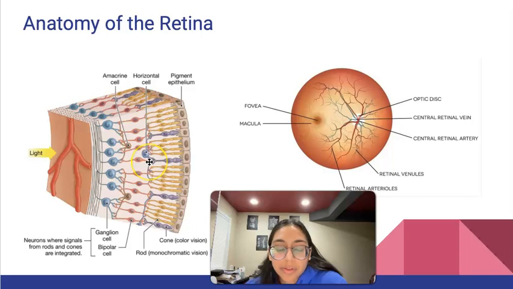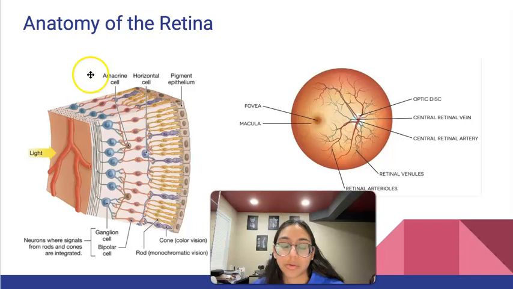Next, we have the horizontal cells, which mediate lateral inhibition, which enhances the location and contrast of stimuli that is processed by the eye. Next, we have bipolar cells, which synapse between the photoreceptors and the ganglion cells. We also have amacrine cells, which modulate the flow of information from the bipolar cells to the ganglion cells. And then finally, we have the ganglion cells here in blue, and their axons make up the optic nerve that goes from the eye to the brain.